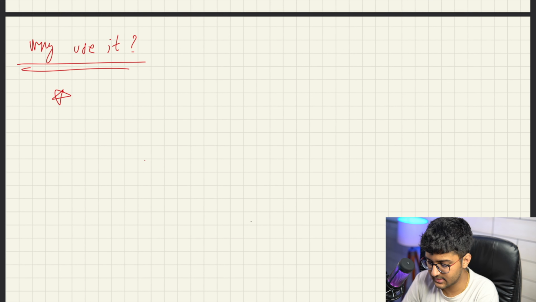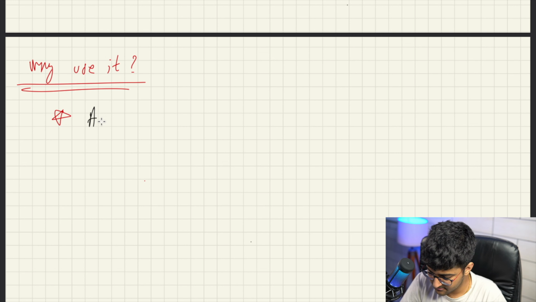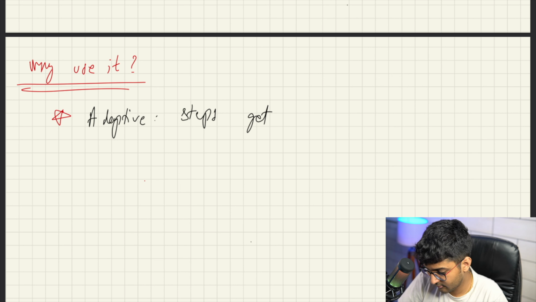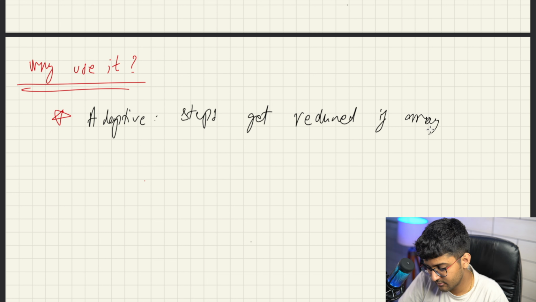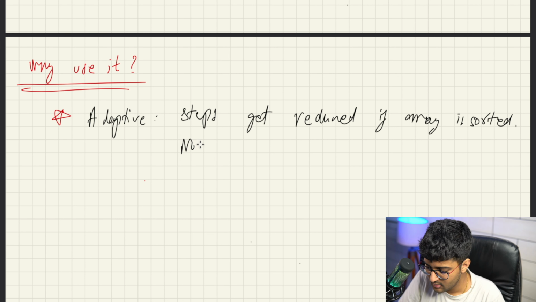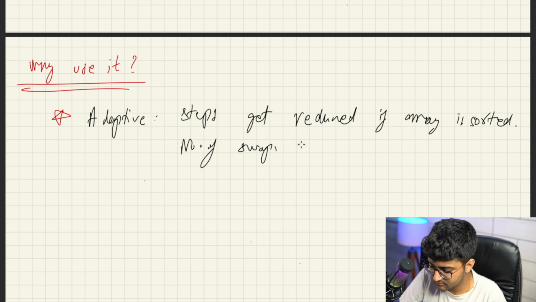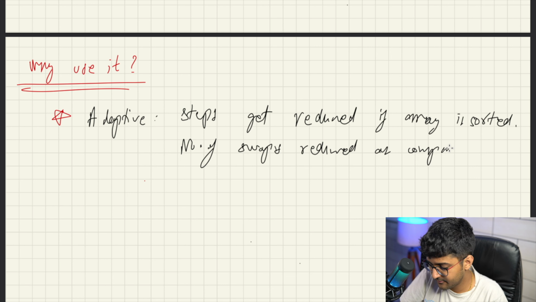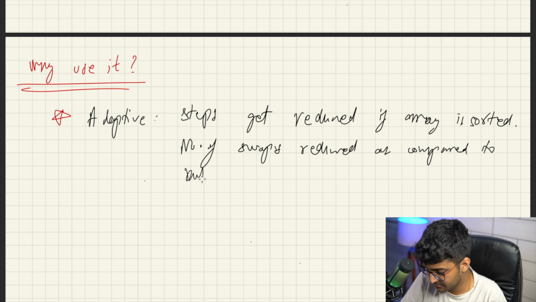So the first point is that it's adaptive, meaning steps get reduced, as we all saw, if the array is sorted. If j is not smaller than j minus 1, break the loop, so steps are reduced. The number of swaps is also reduced as compared to bubble sort.